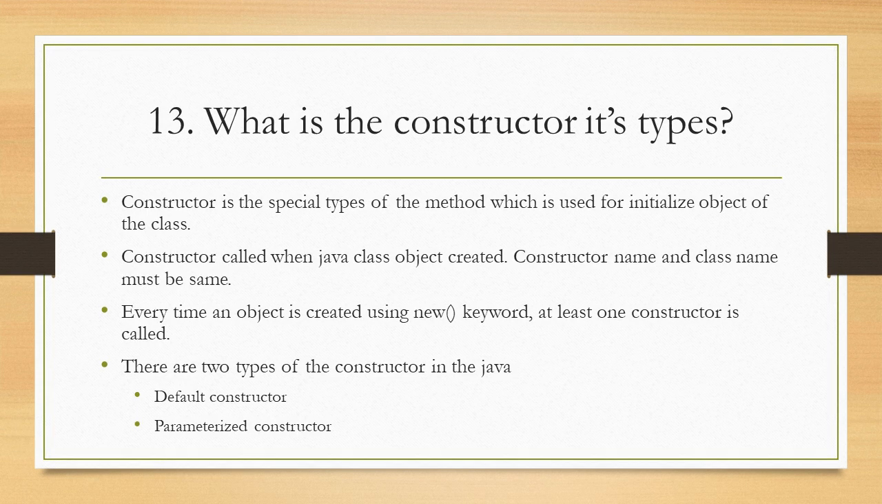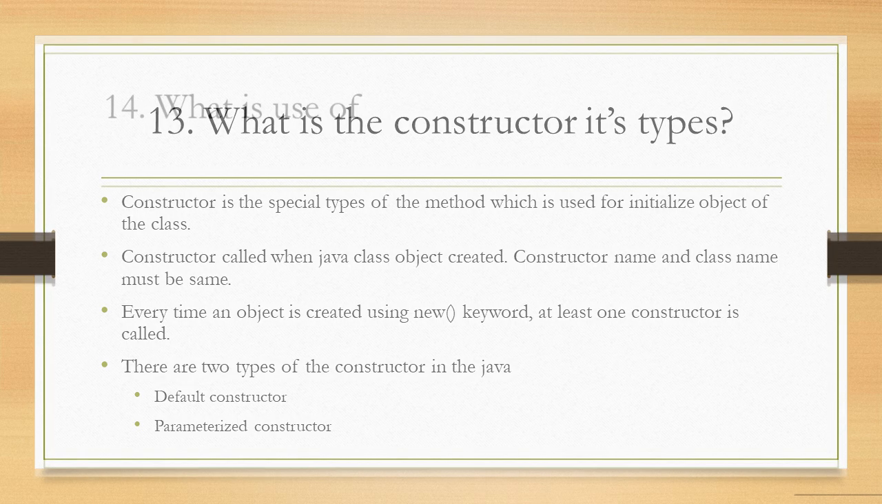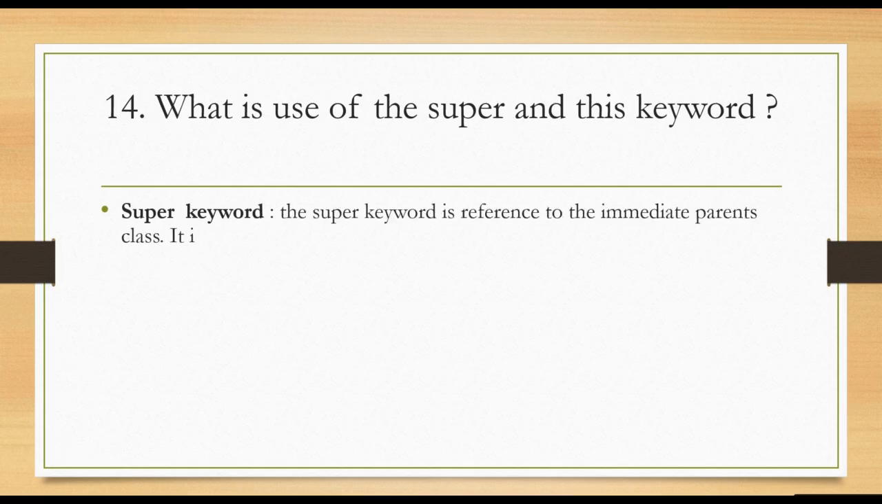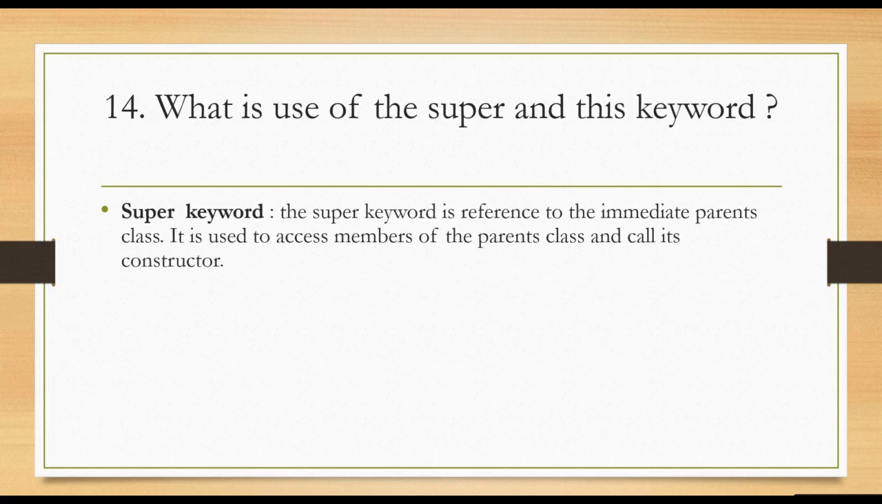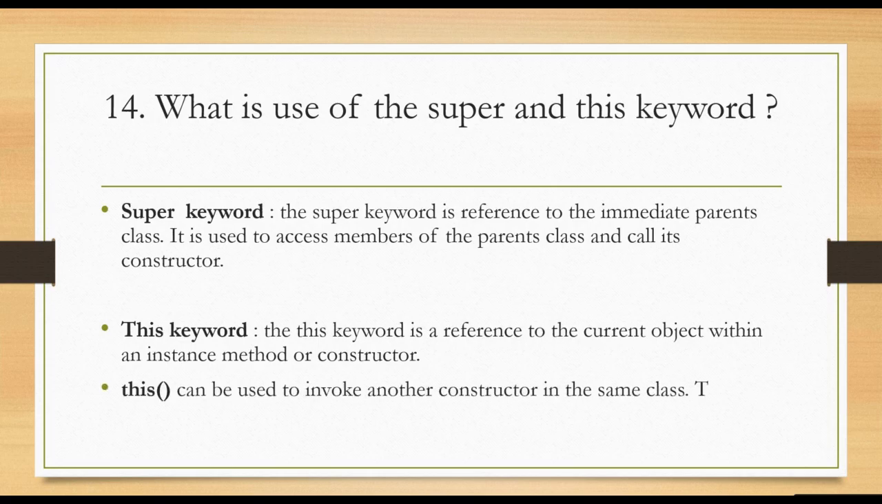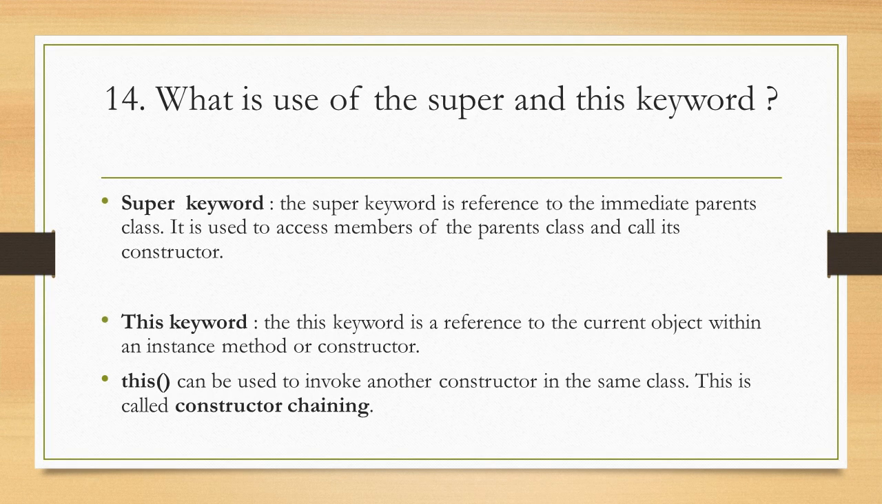Next question we will see what is the use of super and this keyword. The super keyword is a reference to the immediate parent class. It is used to access members of the parent class and call its constructor. And the this keyword is a reference to the current object within an instance method or constructor. It can be used to invoke another constructor in the same class. This is called constructor chaining.